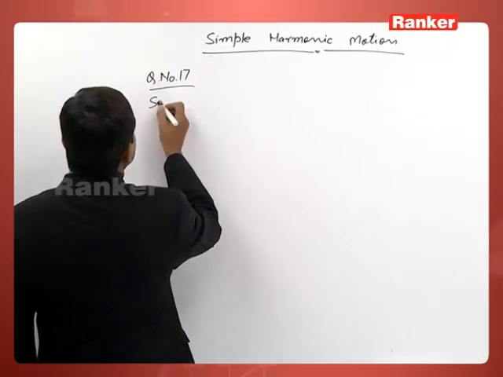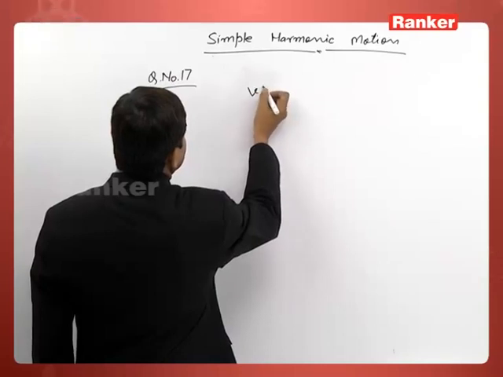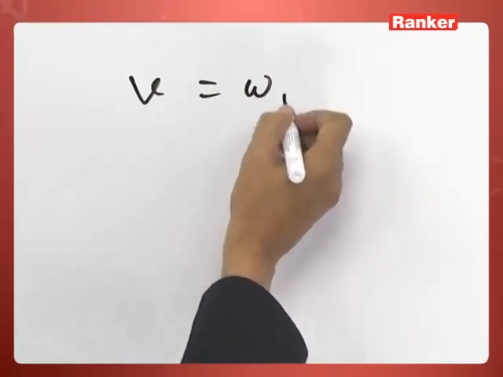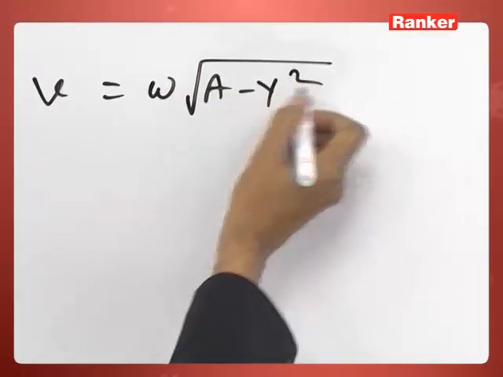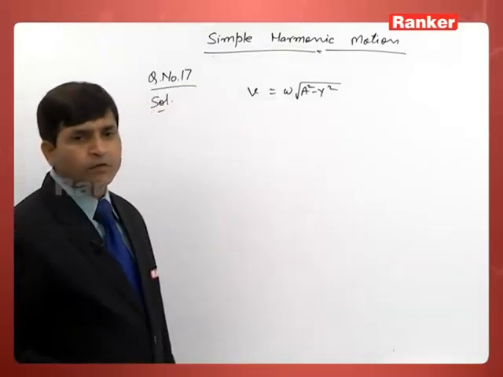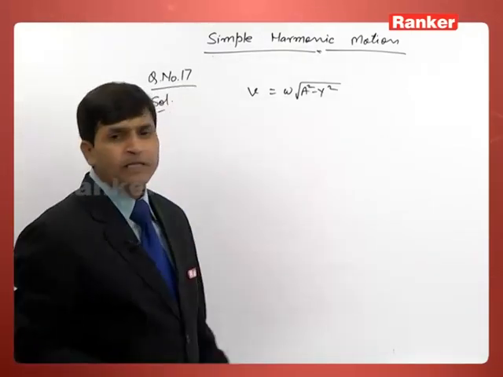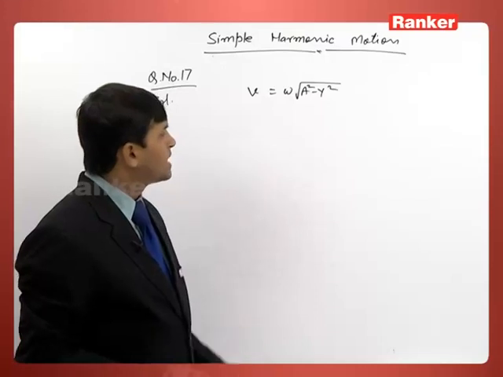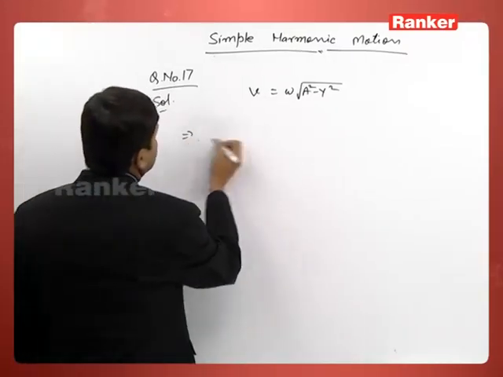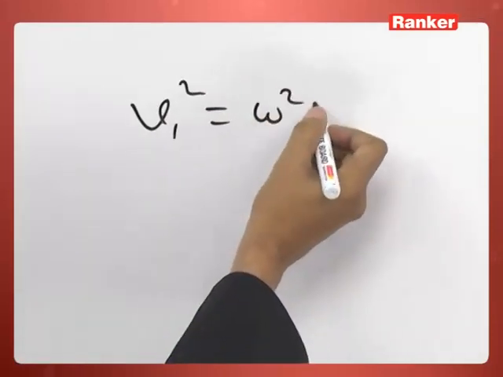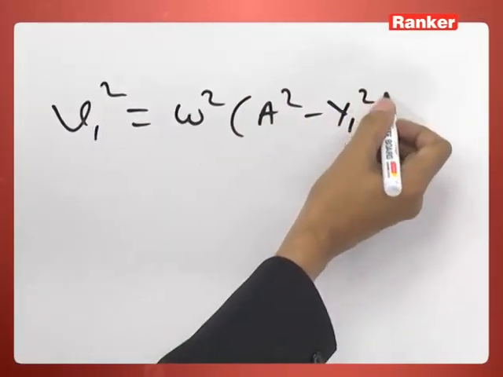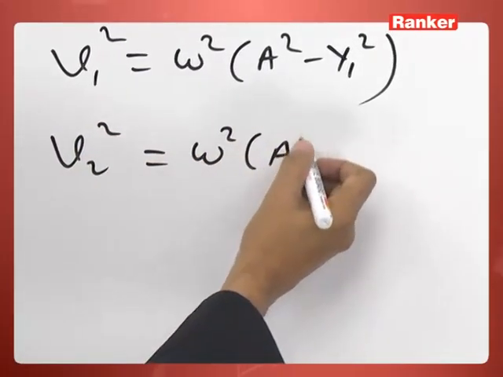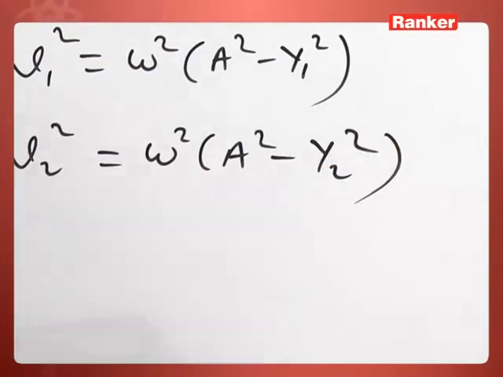See, as we know, velocity of the particle is given as v is equal to omega root over a square minus y square. It is given that when the displacement is y1, the velocity is v1. When displacement is y2, the velocity is v2. So v1 square is equal to omega square into a square minus y1 square. v2 square is equal to omega square into a square minus y2 square.